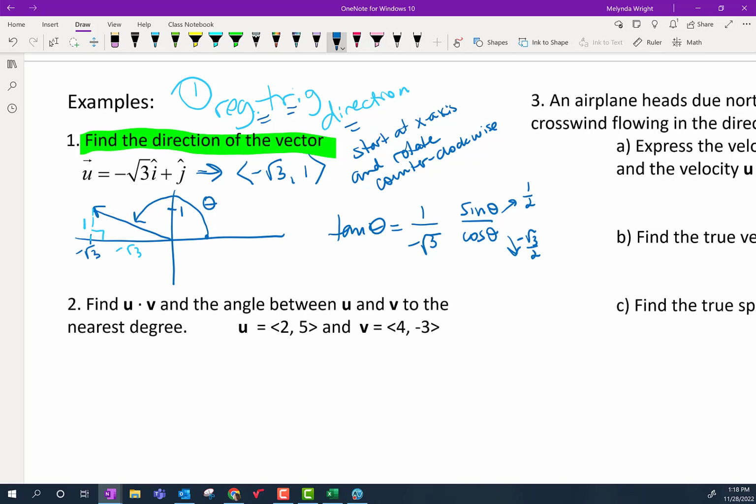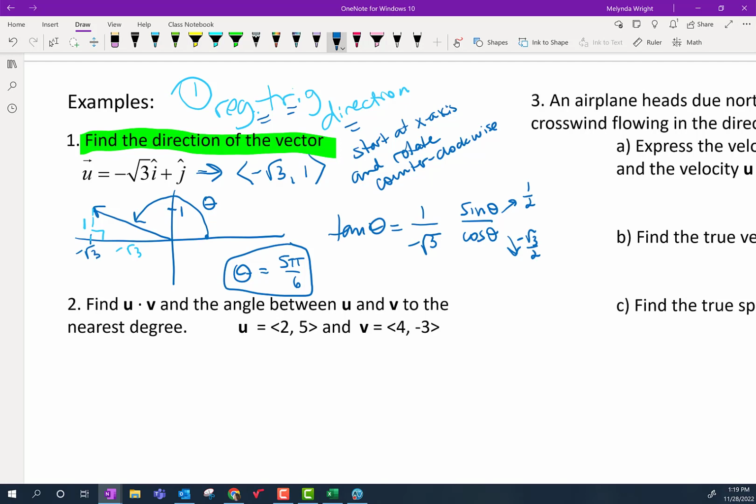So we need to think about at what angle measure would that be true. We're in the second quadrant. Where would sine be 1/2 and cosine be negative root 3 over 2? Do you remember our unit circle? I bet we do. Very nice. Yes, 5 pi over 6. Well done. Okay, so there's our direction. Our direction is just regular trig direction, 5 pi over 6.